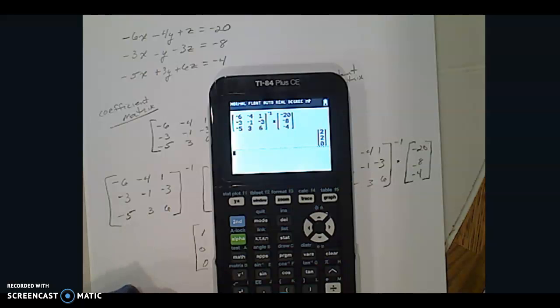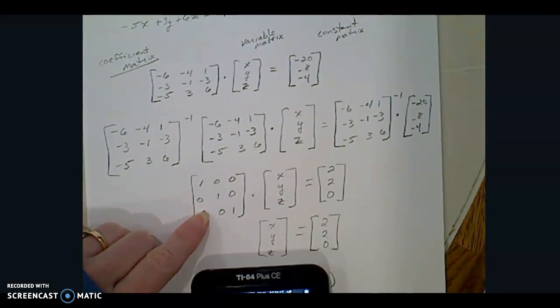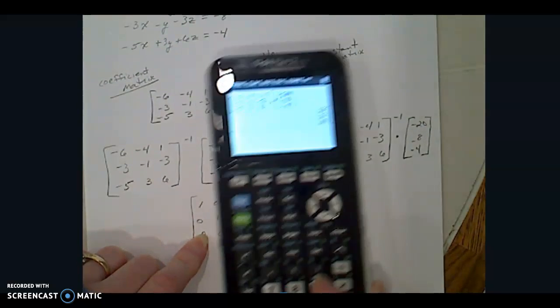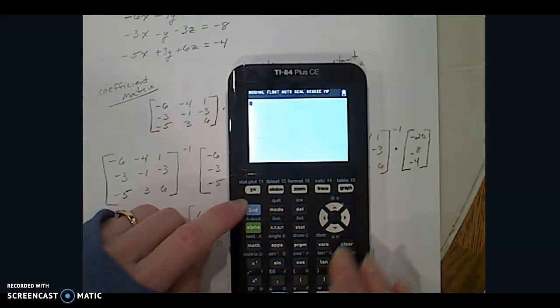Okay? You could do this to prove to yourself that a matrix times its inverse gives you the identity matrix for a 3 by 3. You can type that in. That's easy enough.